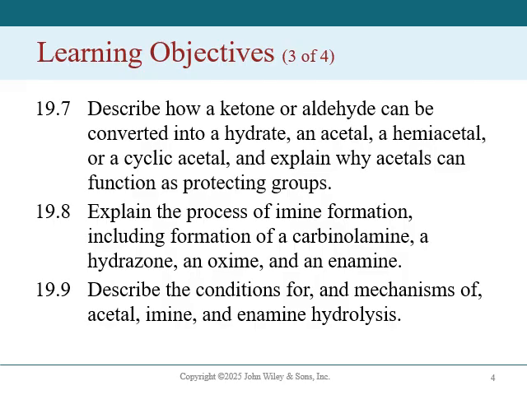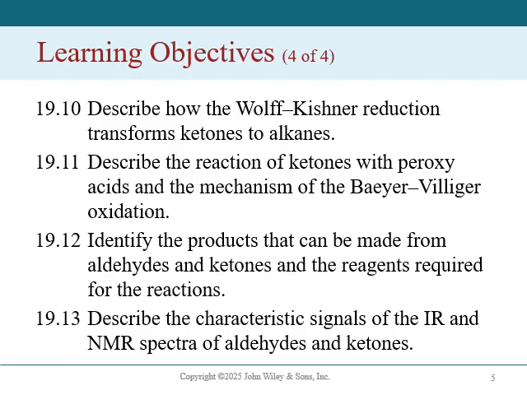Explain the process of imine formation, including formation of carbinolamine, hydrazone, and oxime, and an enamine. Describe the conditions for and mechanisms of acetal, imine, and enamine hydrolysis. Describe how the Wolff-Kishner reduction transforms ketones to alkanes. Describe the reaction of ketones with peroxyacids and the mechanism of the Baeyer-Villiger oxidation. Identify the products that can be made from aldehydes and ketones and the reagents required for the reactions. And lastly, describe the characteristic signals of the IR and NMR spectra for aldehydes and ketones.